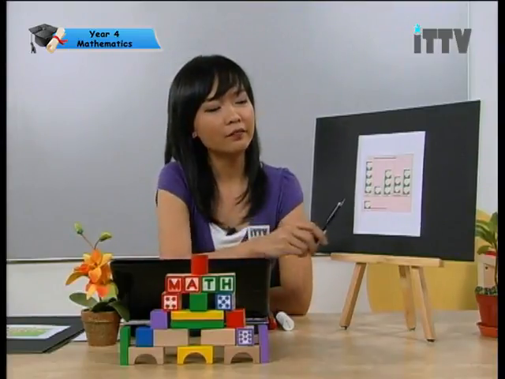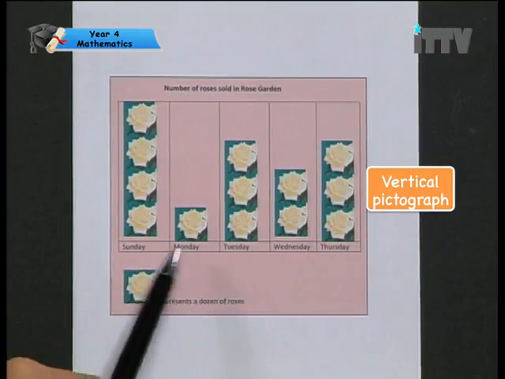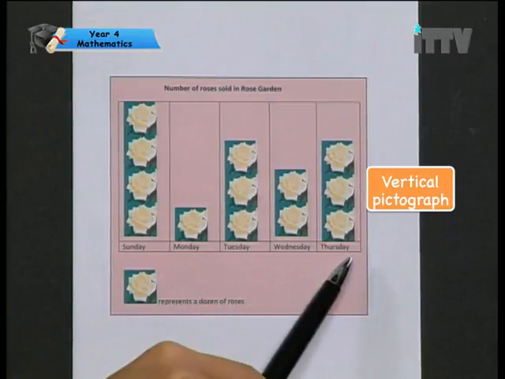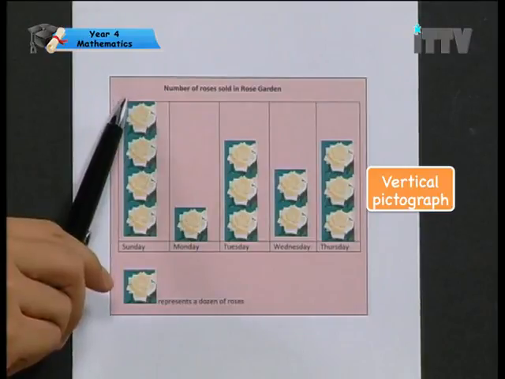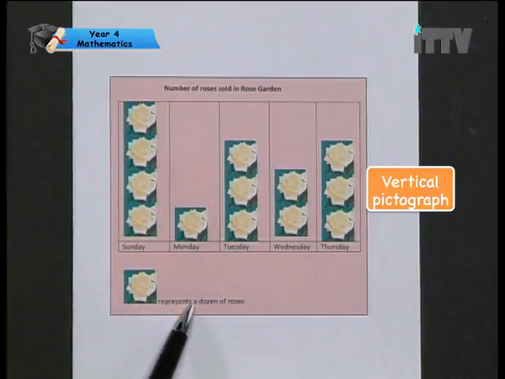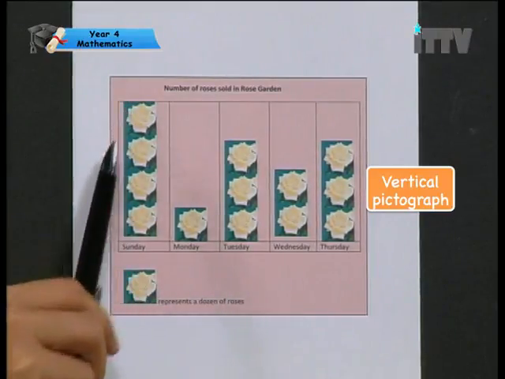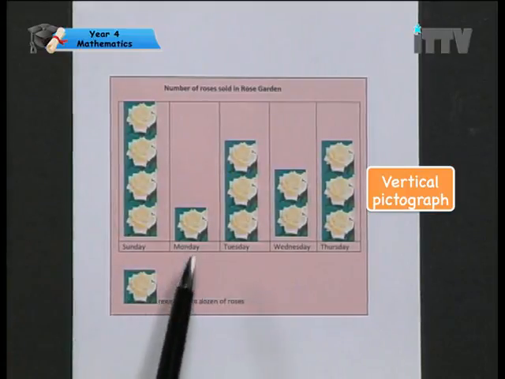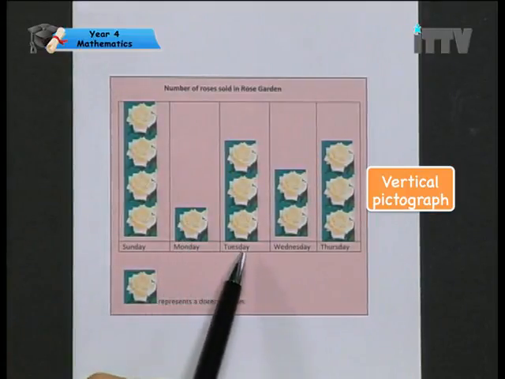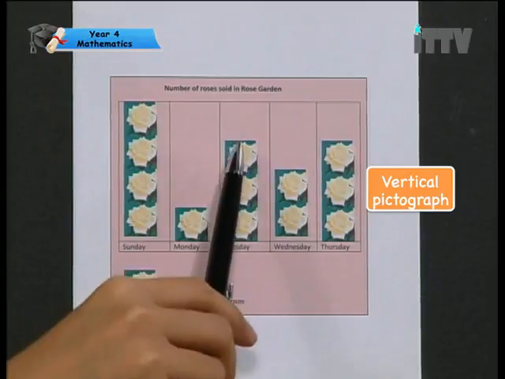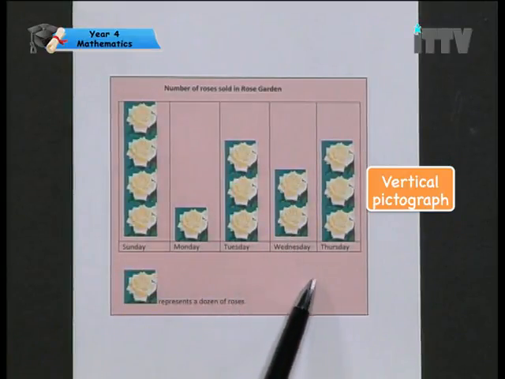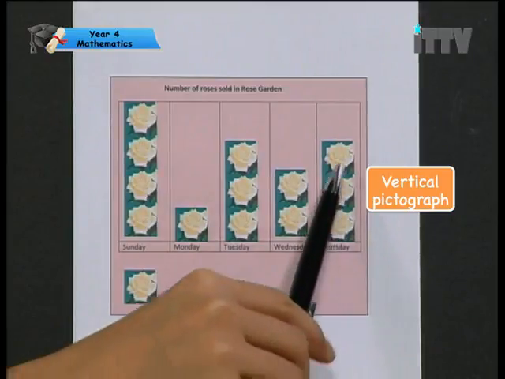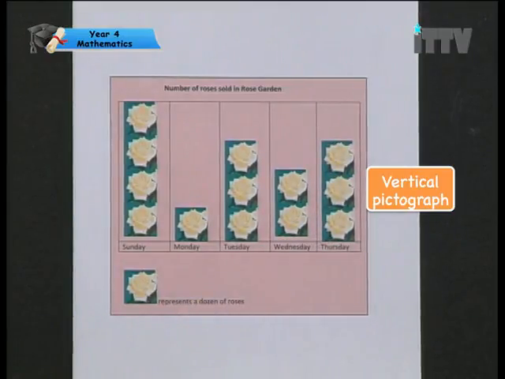Alright, let's take a look. We have Sunday, Monday, Tuesday, Wednesday, and Thursday. Now for Sunday, we have 4 pictures. 4 pictures, what does it stand for? One picture represents a dozen of roses. So 4 pictures would be 4 dozens of roses, okay? And then Monday, we have 1 picture. Tuesday, we have 3 pictures. Wednesday, 2 pictures, which stands for 2 dozens. And Thursday, we have 3 pictures, or 3 dozens.